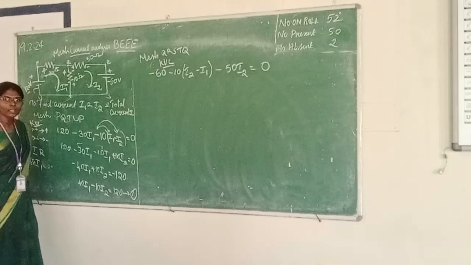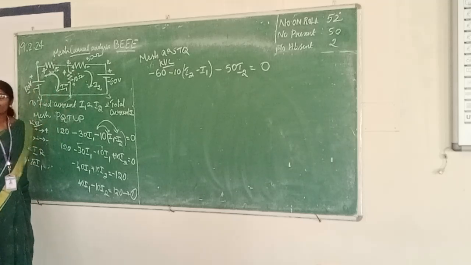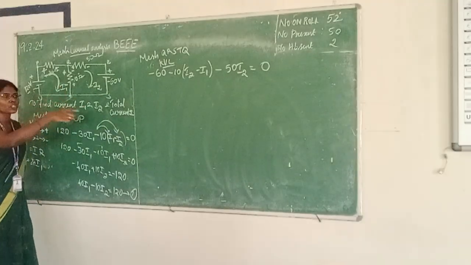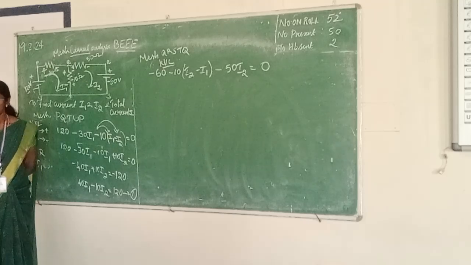Next, the current flow through the individual resistance, that is the 50 ohm. That is also plus minus. So we will be writing it as minus 50 I2 equal to 0. That is KVL: the sum of the voltage drops across all the elements is equal to what? 0. Have you all understood?